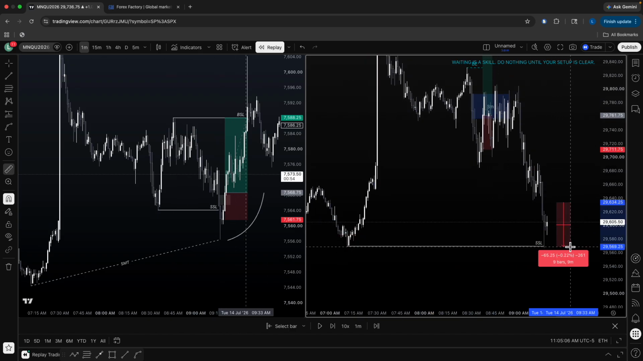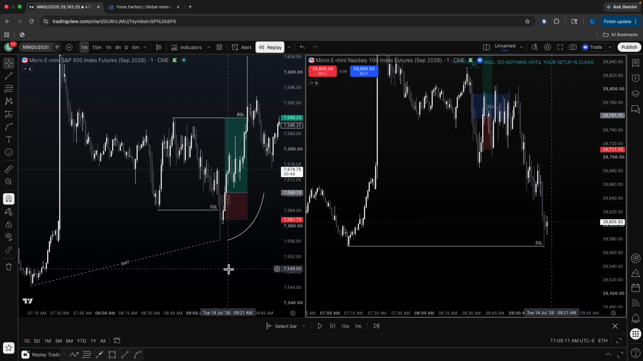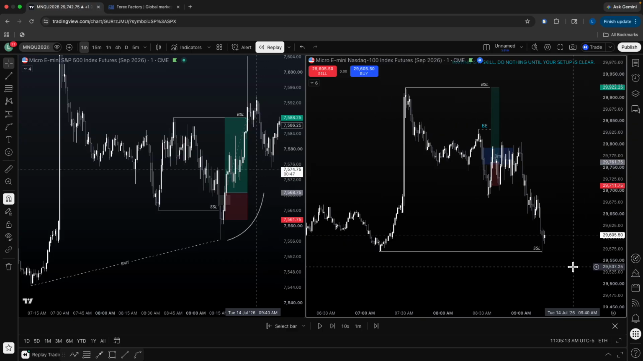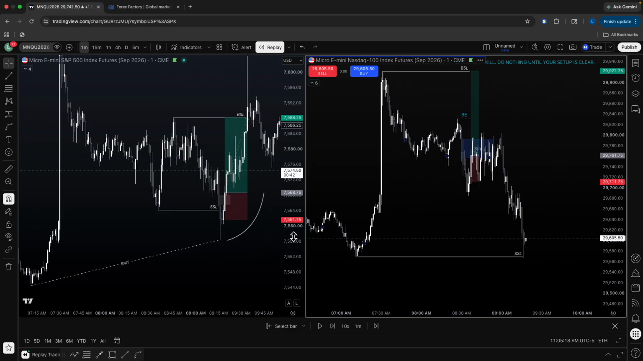So NQ ends up sweeping out the low. ES does not. So notice this bullish SMT. ES never takes out the low. And I'm just like, okay, now that we've had clear manipulation here, NQ has swept out internal sell side. Now I can look to potentially see a move higher.